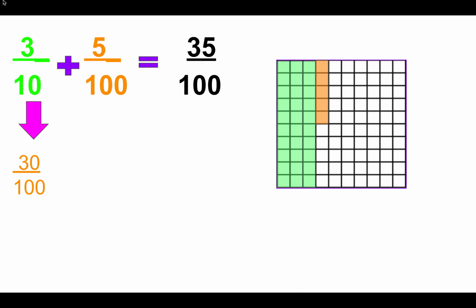So this number 3/10 is the same as 30/100, right? Because we can do 10, 20, 30. So we can add 30/100 plus 5/100 equals 35/100. So far so good? Okay.